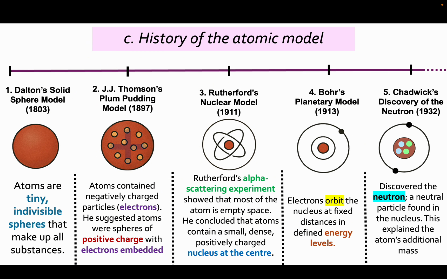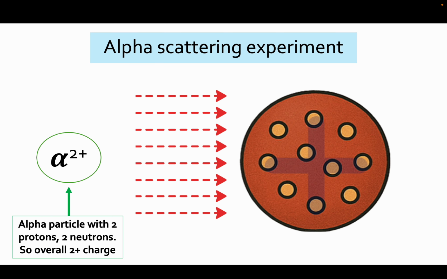And finally, Chadwick's discovery of the neutron. Chadwick discovered the neutron, a neutral particle found in the nucleus. This explained the atom's additional mass and led to the modern nuclear model, which we've learned at the beginning of this video. So let's have a look at the alpha scattering experiment we mentioned earlier.